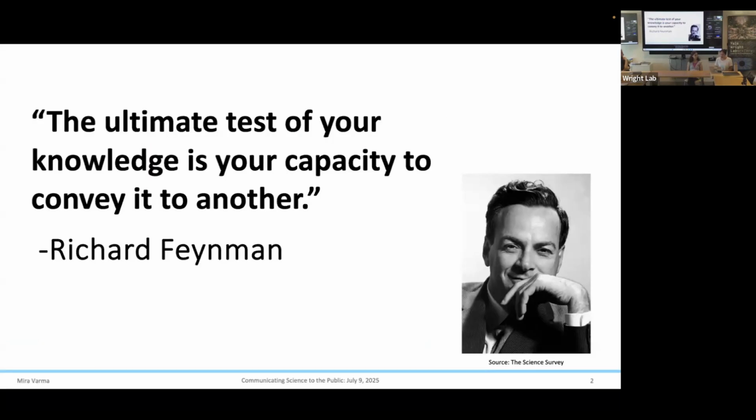I just wanted to start off with a nice quote that Feynman said, which is that the ultimate test of your knowledge is your capacity to convey it to another. I know that the obvious answer to why one would be interested in science communication as a scientist probably has something to do with funding or alleviating taxpayer concerns about paying for all this physics research. But in addition, I really believe that explaining your research to the general public and to people who are not experts at physics at all really improves your own understanding of your research. So that's another important reason why one should think about doing this.